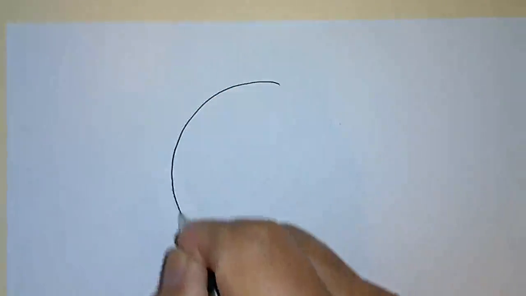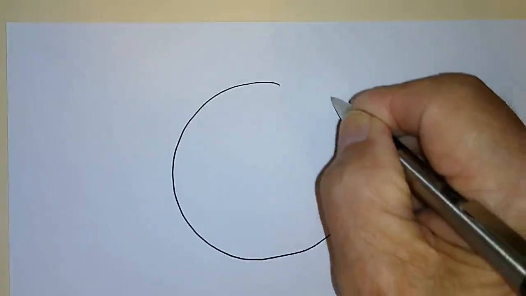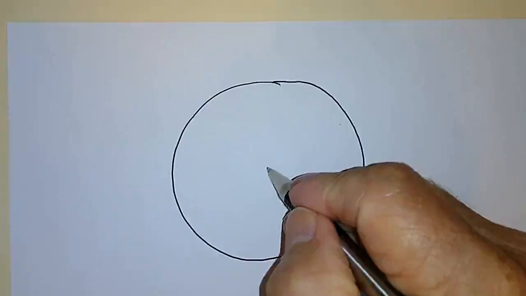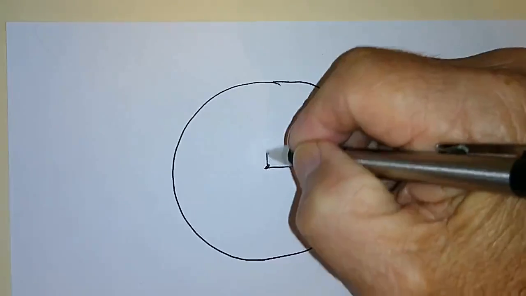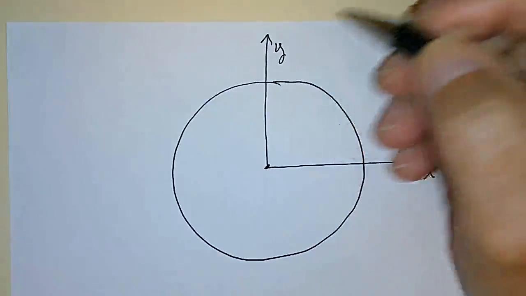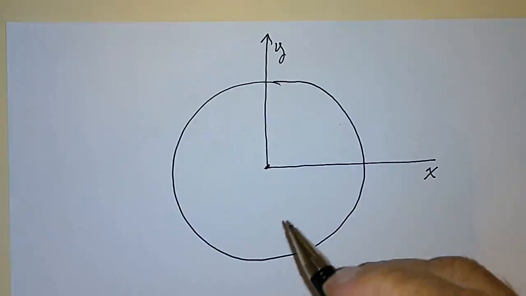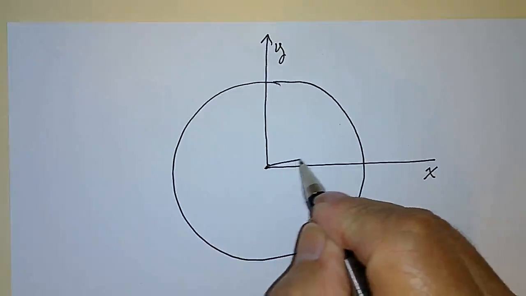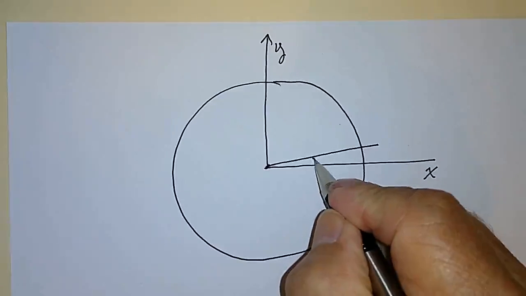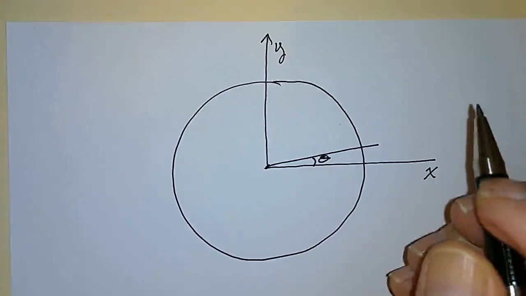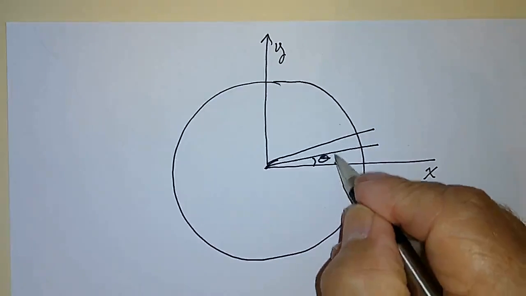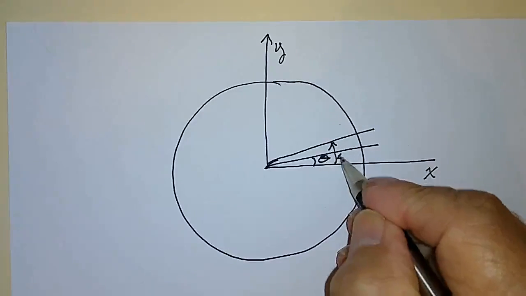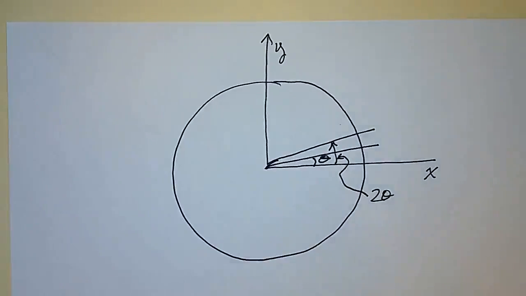All right, this is a little mathematical lemma, a little helper theorem. And here's a unit circle. This is the center. X goes this way, and Y goes this way. If I have an angle, theta, let's say, like this, then 2 theta looks roughly like this. This is 2 theta right here.